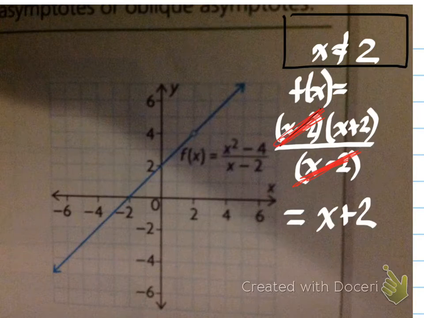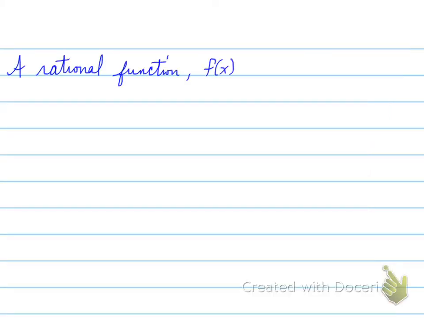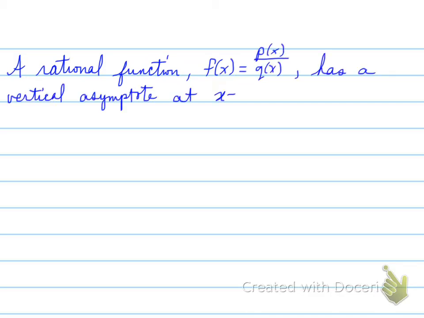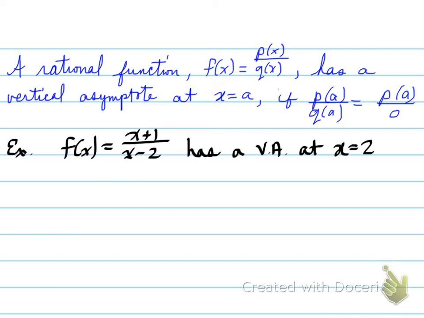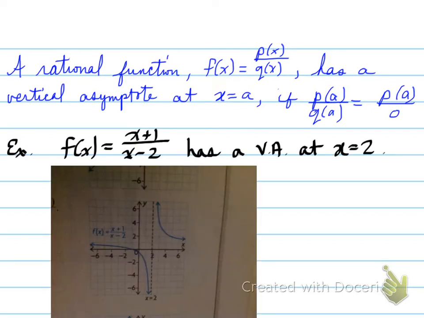All right, next one. A rational function, f of x, with a polynomial over a polynomial, has a vertical asymptote at x equals a if, by plugging in the value, you get a number on the top and a 0 on the bottom. What that means is that it is a true restriction that doesn't get simplified. So here's an example of where there is a vertical asymptote at x equals 2.